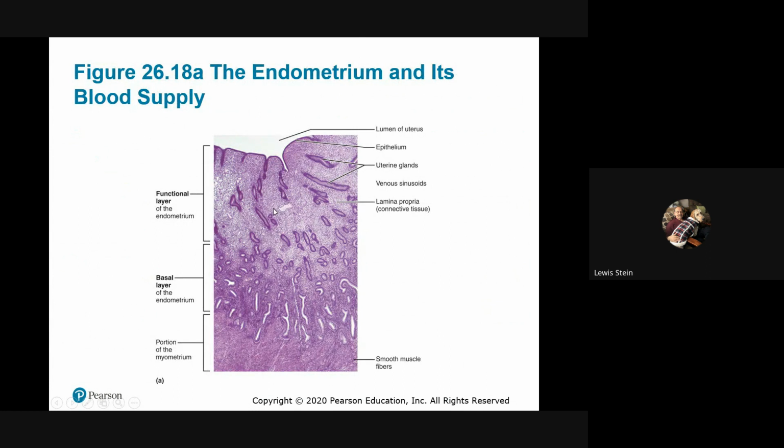And so we have that going on. When you see the development of the glands, a substantial amount of venous blood is in there, and that's probably where the color of the menstrual fluid comes from.